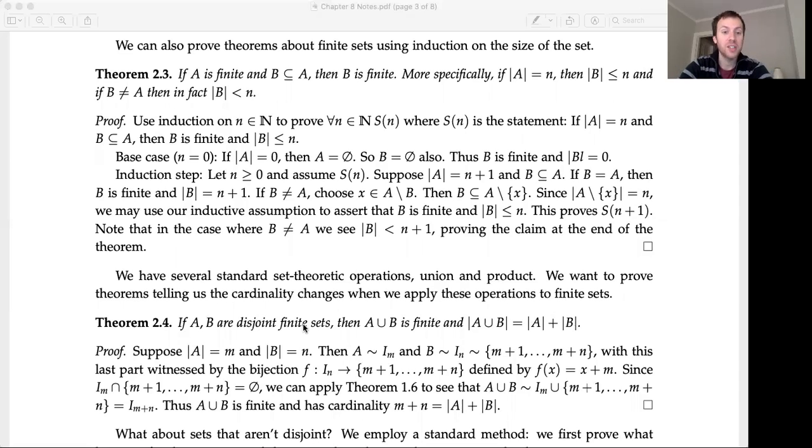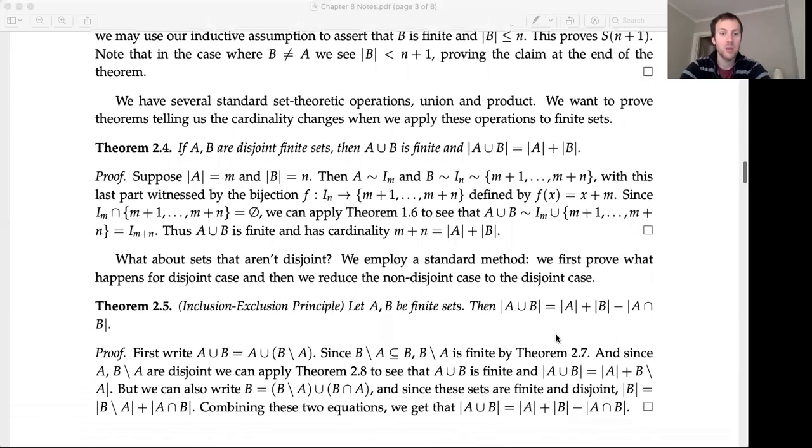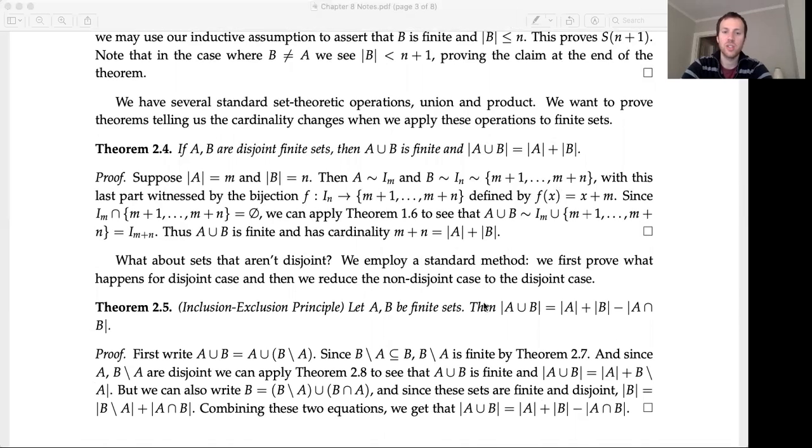What's kind of surprising is if they do overlap, we can still come up with a formula for the size, but it's more complicated. And we get what's called the inclusion-exclusion principle. So if you have any finite sets, then their union has size the size of A plus the size of B minus the size of the intersection.